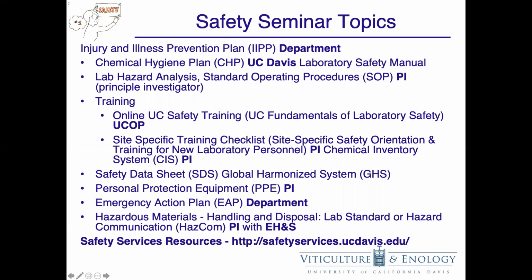These are the main topics that we will discuss today. The Injury and Illness Prevention Plan, or IIPP, which is filled out and provided to employees and students by the department. The Chemical Hygiene Plan, which is in the Campus Distributed Laboratory Safety Manual. Laboratory Hazard Assessment Tool, or LHAT, and Standard Operating Procedures, which are lab-specific and completed and distributed by the PI.